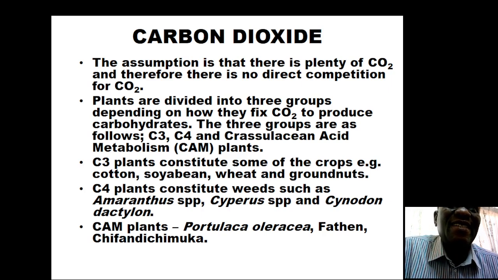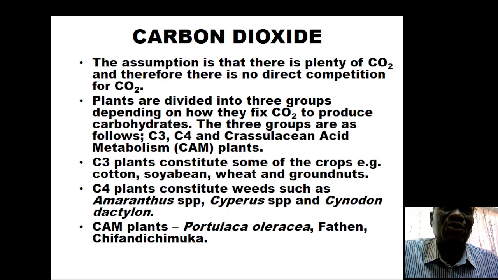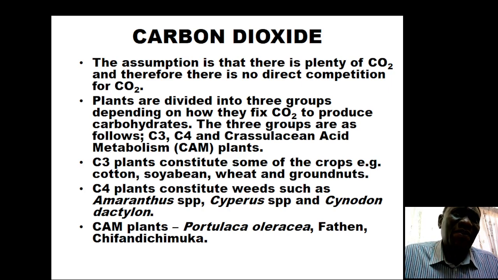Now the assumption is that there is plenty of carbon dioxide, and therefore there is no direct competition for carbon dioxide, but plants are divided into three groups depending on how they can fix carbon dioxide to produce carbohydrates. We know carbohydrates are relevant for growth, and it is the growth characteristics which may determine how a plant is competitive or not.